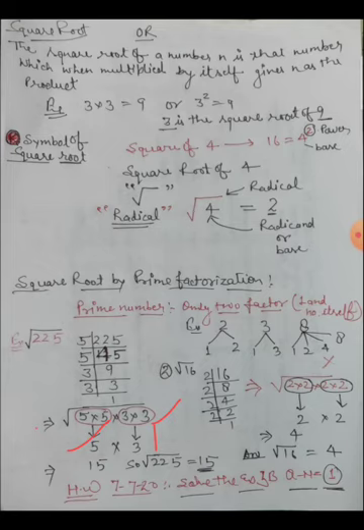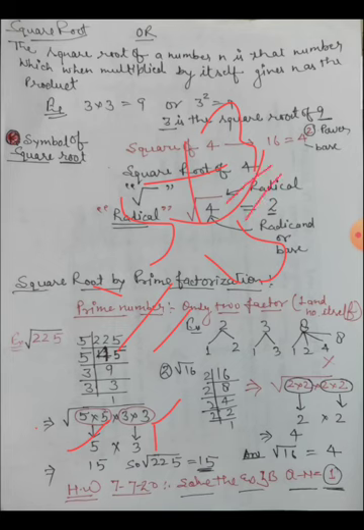Which number? किस नंबर का पेयर है ये? 5 का. So हम सिर्फ 5 ले ही सकते हैं, only 1 5. So 5 then 3, and multiplying 5 and 3, we get the 15.